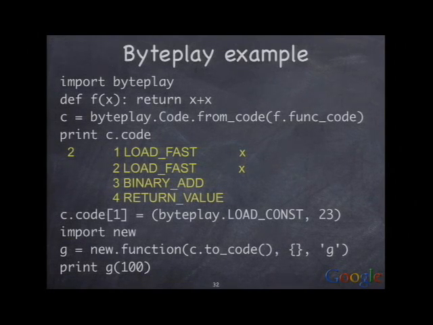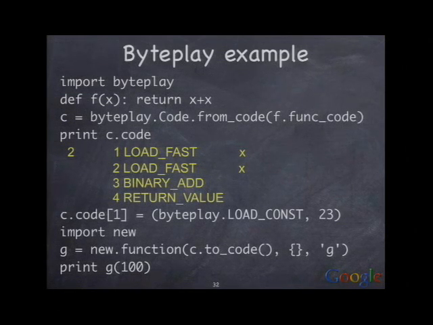So now is where we turn ourselves into assembly programmers and say, ooh, I can change this to a LOAD_CONST 23. Yes, I can. And then with new.function, with a new piece of code, an empty globals dictionary and the name g, I can build a new function. Now f of 100 would be 200, but g of 100 will be 123, because I have built a function that does LOAD_FAST x, LOAD_CONST 23, BINARY_ADD, and RETURN_VALUE.